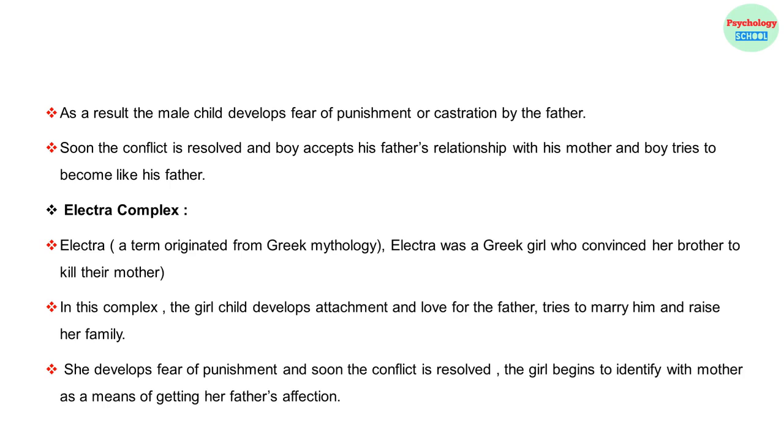Now in girls, there is Electra complex. So girls develop attachment and love for the father and try to marry him and raise a family. Now the girl realizes that if her mother will come to know that she possesses these kinds of feelings for her father, her mother will give punishment, and this thought develops fear of punishment. So the girl begins to identify with mother and copy her behavior as a means of getting her father's affection.